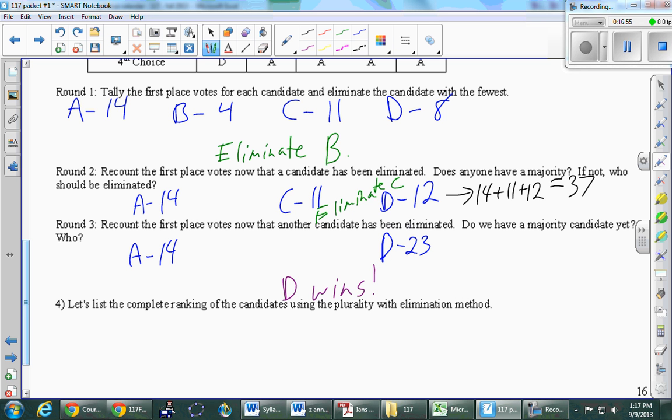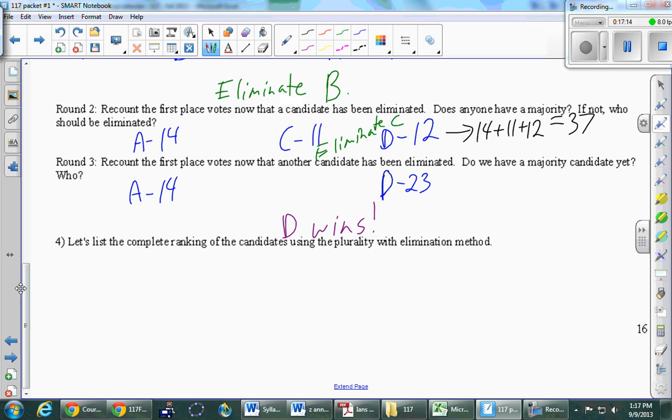Okay, number 4. Griffin, did you read already? Casey, number 4. Okay, so remember, complete ranking just means not only the winner, but also the second place candidate and the third place and the fourth place. So complete ranking, who is our winner?